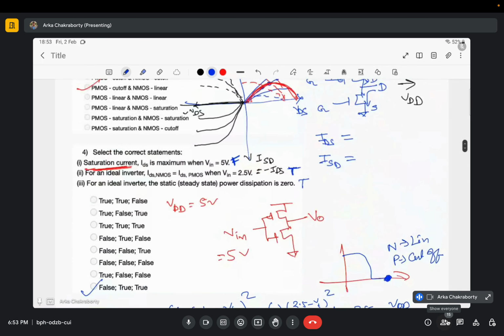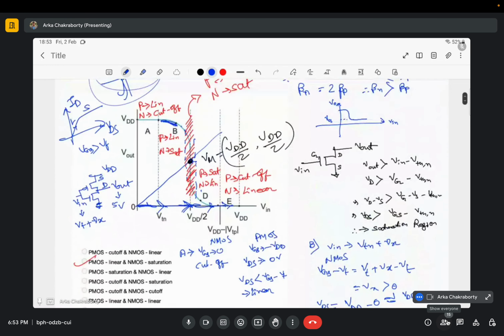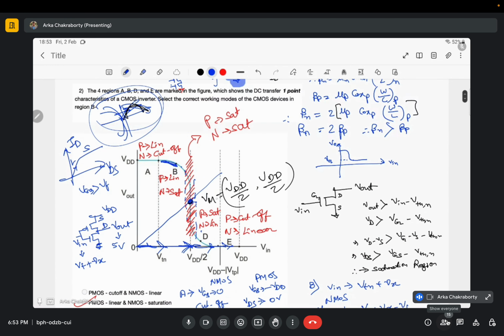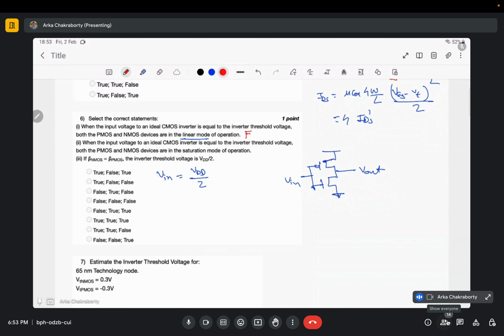So let's get back to what we discussed here. We remember, when it is equal to the inverter threshold voltage or trip point, both my PMOS and NMOS are in saturation region. I gave a detailed explanation why it is so. So it will now be useful. So they are saying at this trip point, PMOS and NMOS devices are in linear mode of operation. So false, because they are in saturation mode of operation. Second statement, when the input voltage to an ideal CMOS inverter is equal to the inverter threshold voltage, both the PMOS and NMOS devices are in saturation mode of operation. True. We have already seen it.